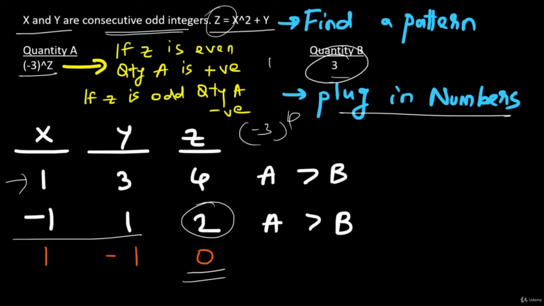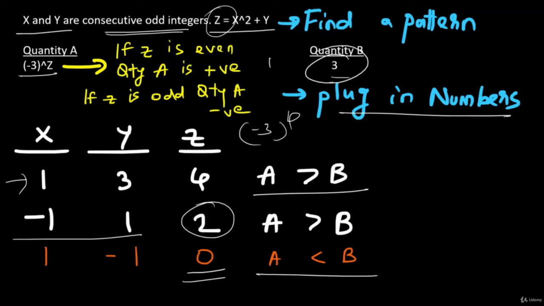That is, quantity A is less than quantity B. All right. So again, this is enough. You can stop at this point, and therefore the answer would be D, because you're not able to clearly establish whether the relationship is A greater than B or A less than B. Let's just try one more set of numbers.